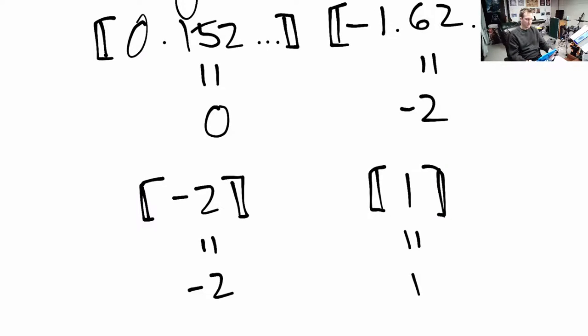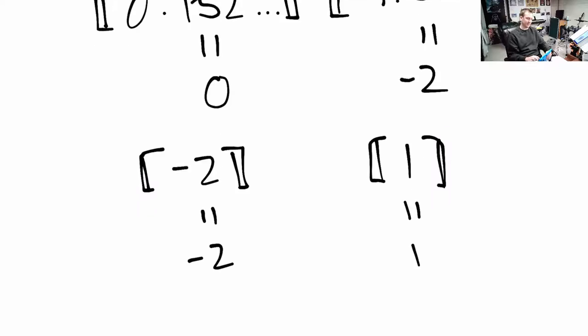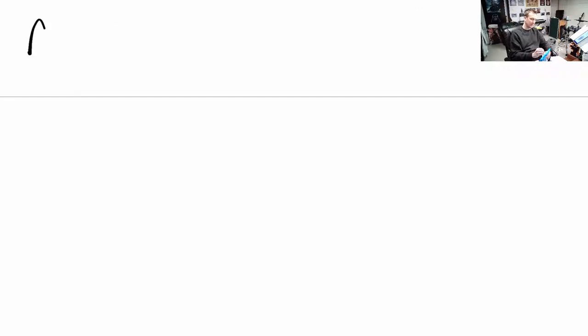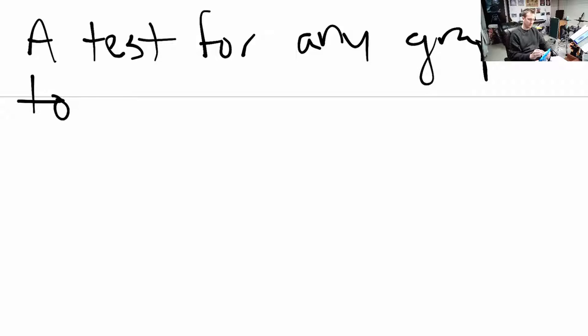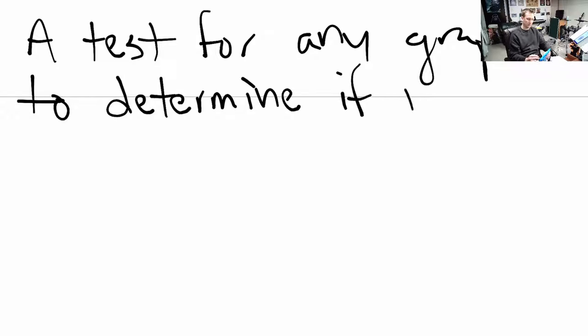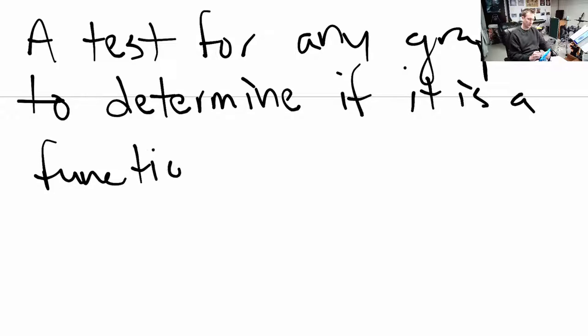So, in this lecture, you saw how to graph lots of different kinds of functions, and all of these things were functions. So let me real quickly give you a rule, a test to see if something that you're given is or is not a function. It's called the vertical line test.